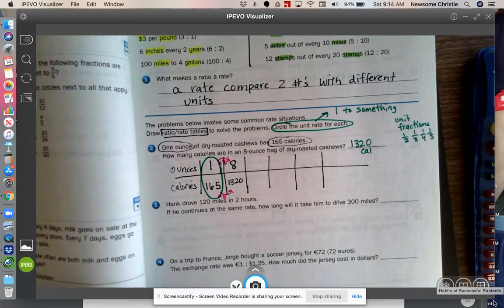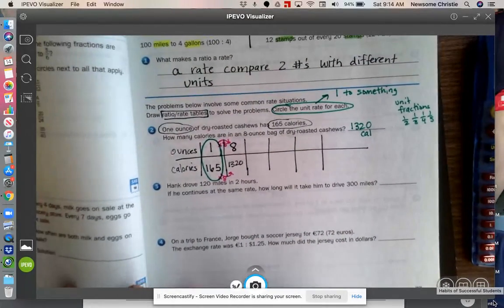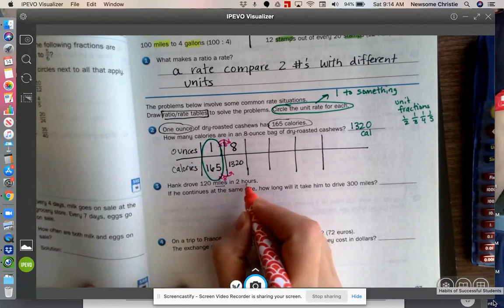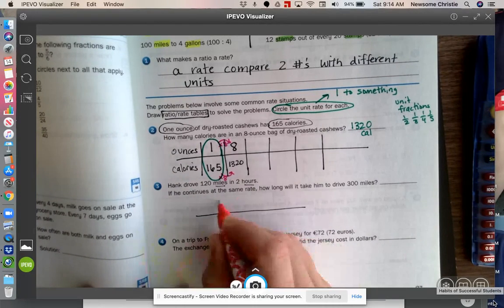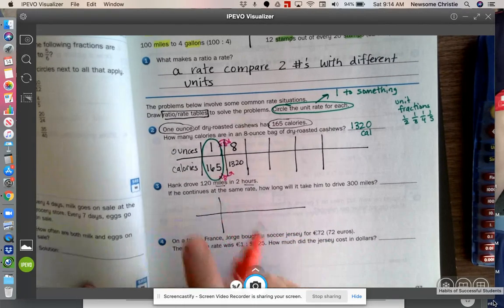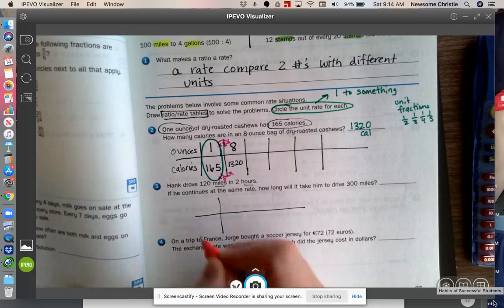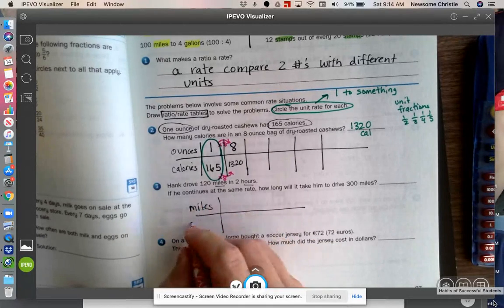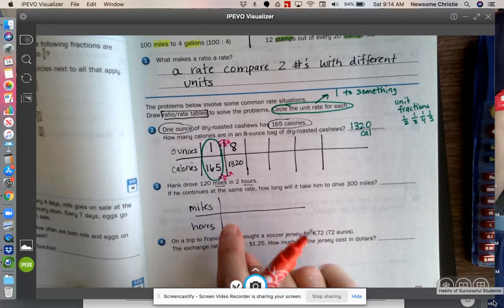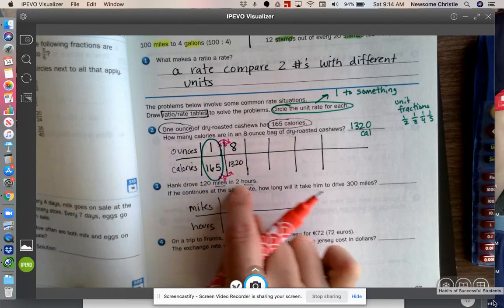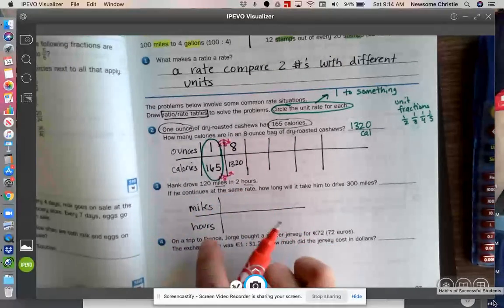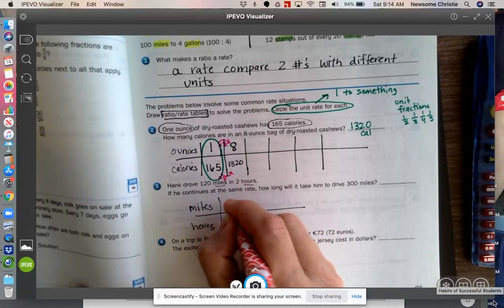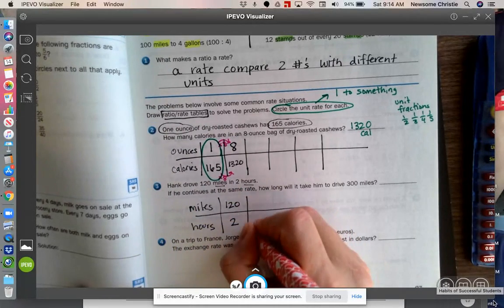So number 3 says Hank drove 120 miles in 2 hours. So I see miles and hours. And so that's what my units are going to be. Identifying those units is always going to be what we start with. So we're going to do miles and hours. And then whatever ratio they give us to start with, that's what we're going to write here. So this was 120 miles in 2 hours.